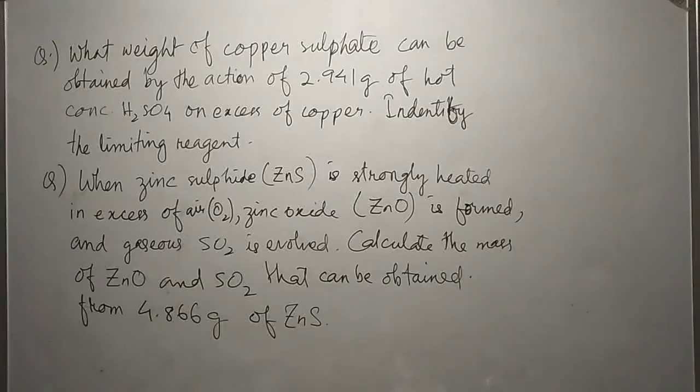Now I want you to solve these two problems. The first one: what weight of copper sulfate can be obtained by the action of 2.941 gram of hot concentrated H2SO4 on excess of copper? Identify the limiting reagent. The next one: when zinc sulfide is strongly heated in excess of air, zinc oxide is formed and gaseous SO2 is evolved. Calculate the mass of ZnO and SO2 that can be obtained from 4.866 gram of ZnS.